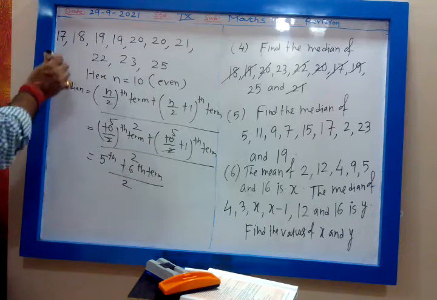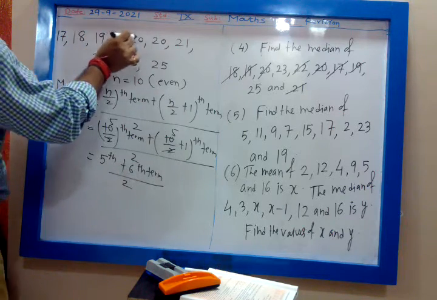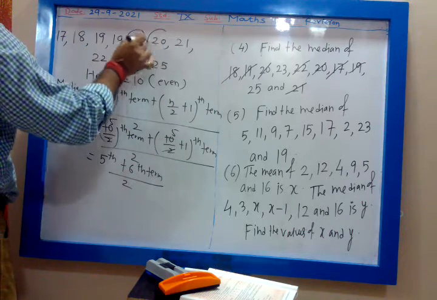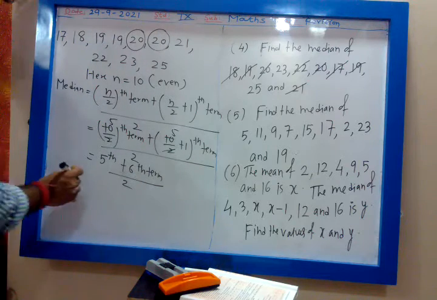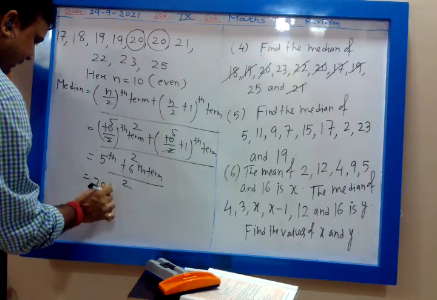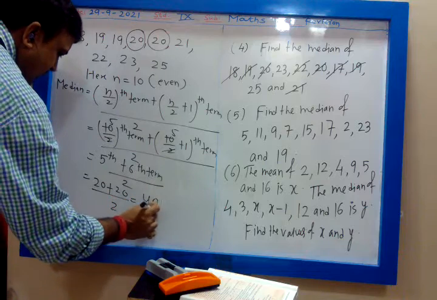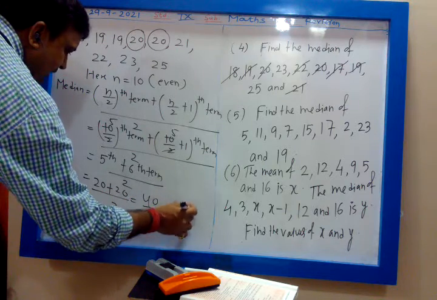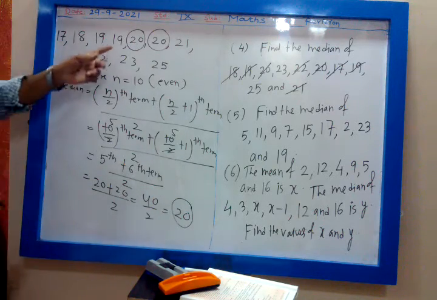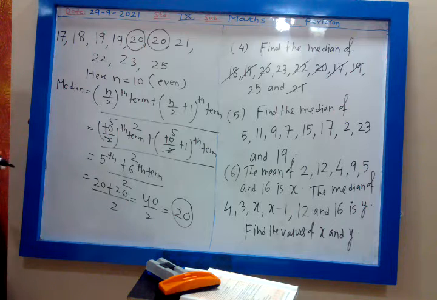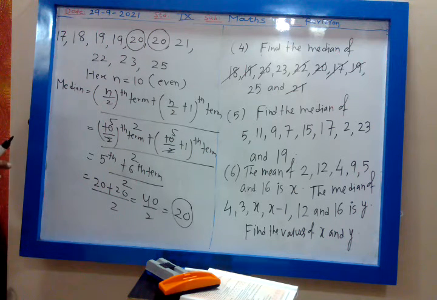What is the 5th term? 1, 2, 3, 4, 5. This is my 5th term, 20. The 6th term, 20. So that is 20 plus 20 divided by 2. That is 40 divided by 2. Answer is 20. Yes, same answer all of you got. Median is 20. Okay, find out the 5th one.